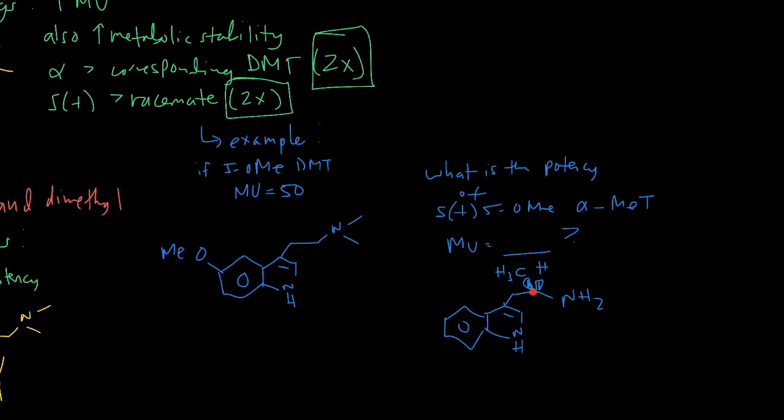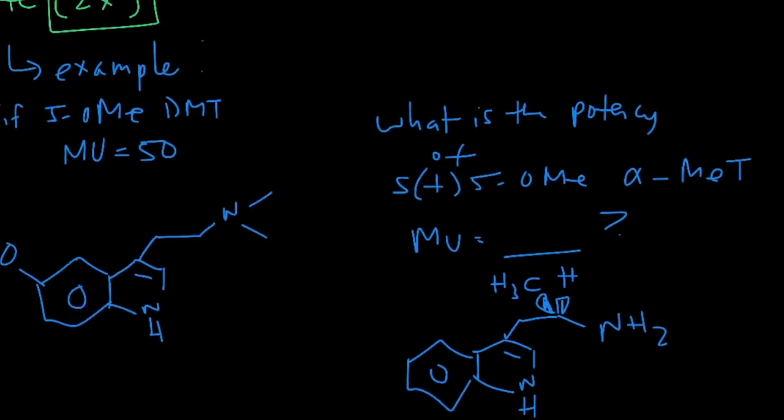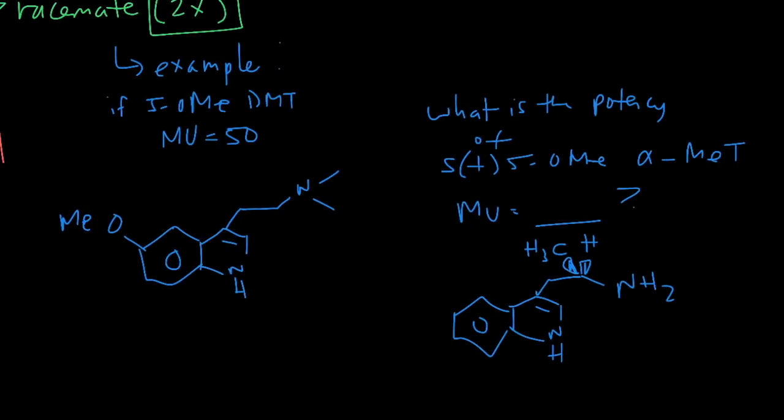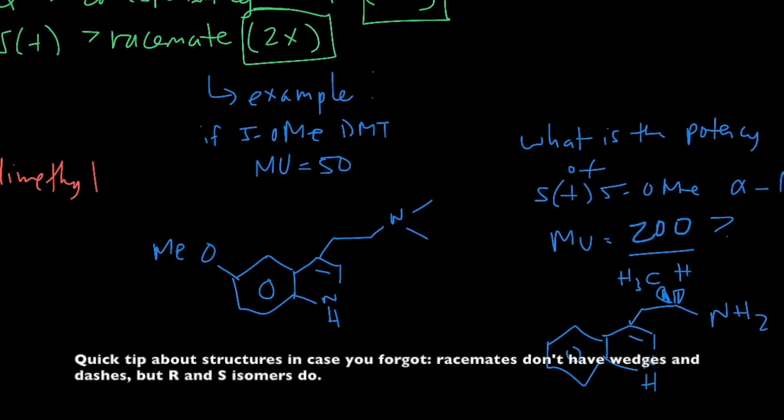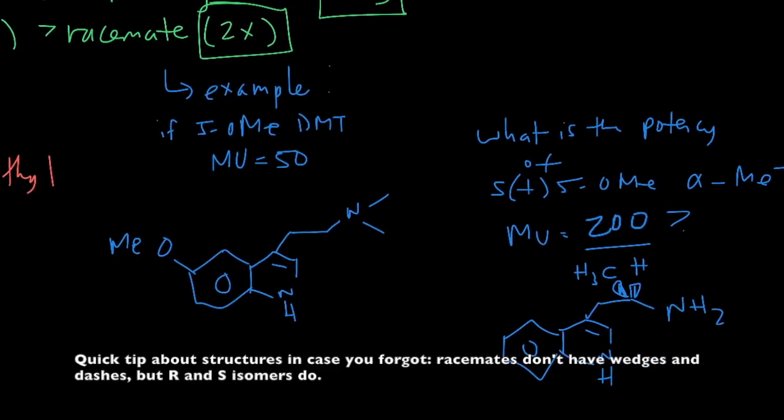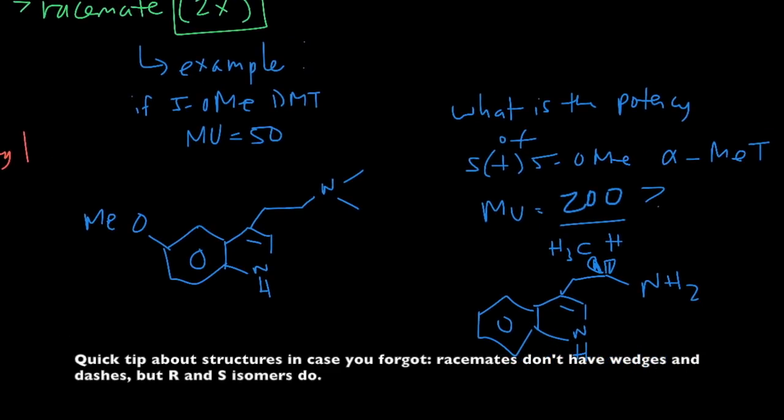So here's your alpha carbon. I'll blow it up. So here's your alpha carbon. You have a methyl substituent here. So what would be the potency in mescaline units? It would be 200. So how did Glenn get that in class? Okay, so remember that. So here's your racemate. Okay, so here's your alpha group.